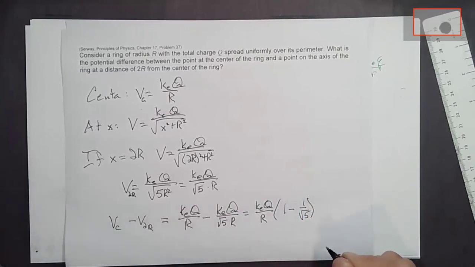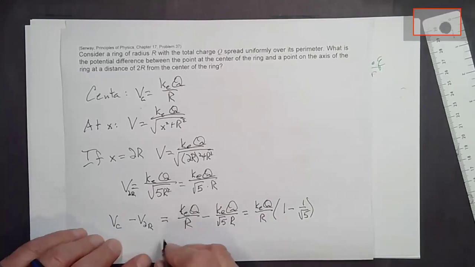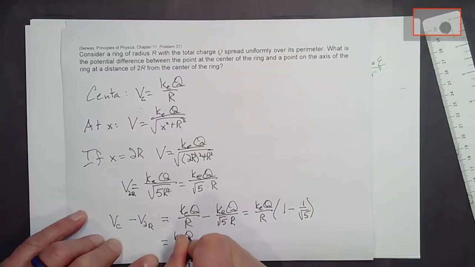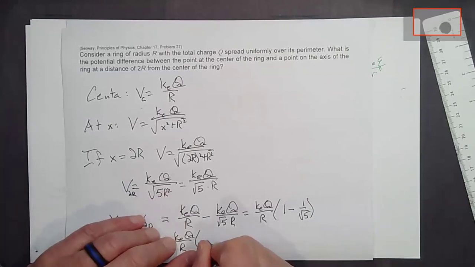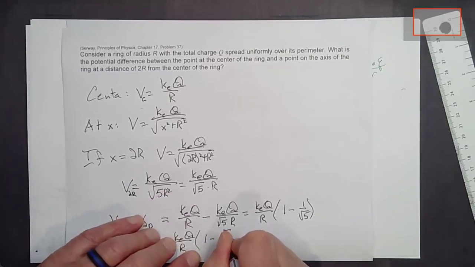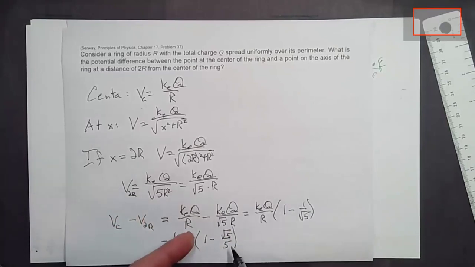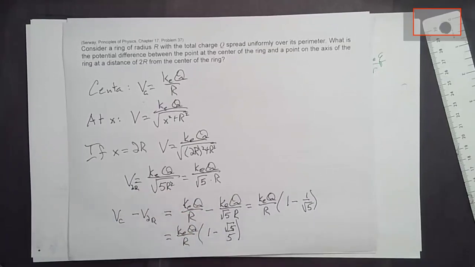And if you prefer your denominators to be rationalized, you could write that as k sub e Q over R times, oh, let's see, square root of 5 over 5. So it'll be 1 minus the square root of 5 over 5, which could be written as 5 minus the square root of 5 over 5, or I don't care. Or you could actually calculate out what that thing happens to be.